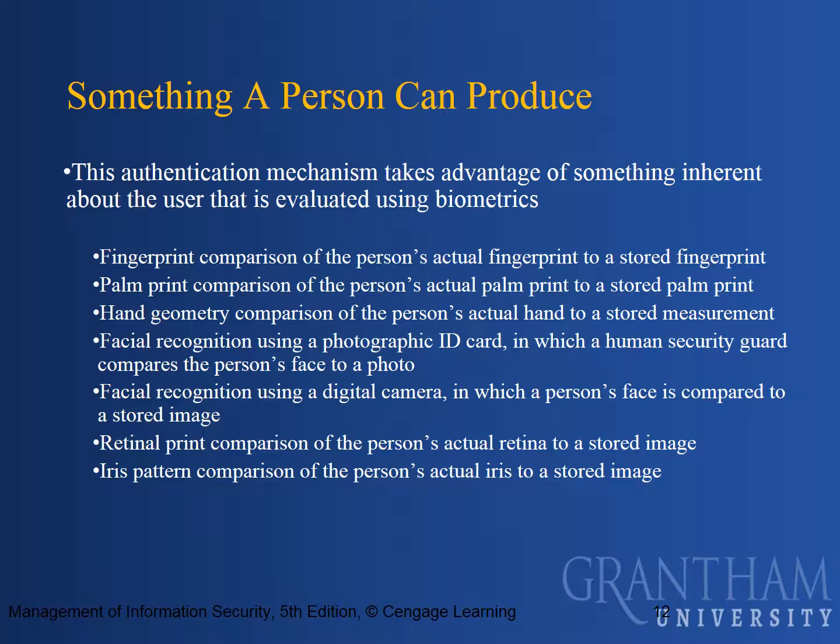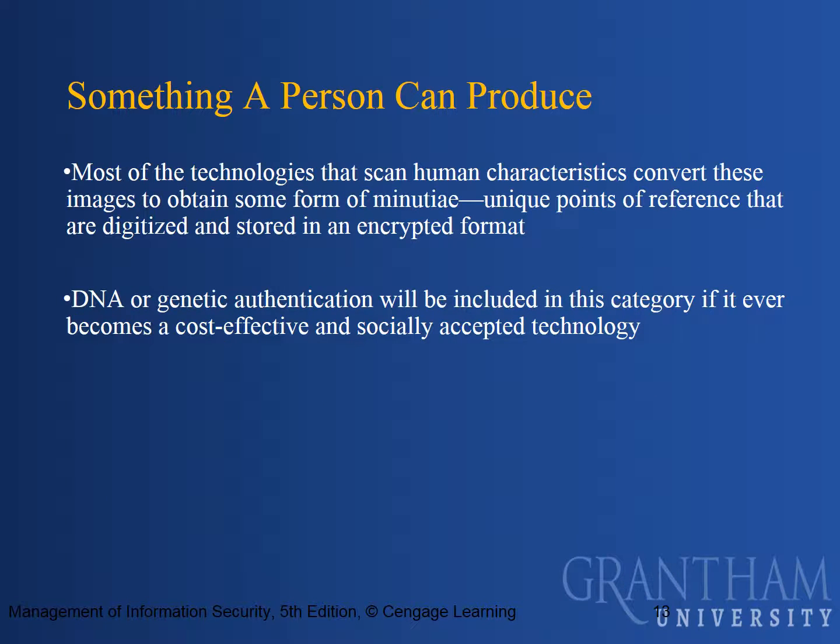Something a person can produce is normally associated to biometrics, such as a fingerprint, palm print, hand geometry, facial recognition, and iris or retinal print. Among all possible biometrics, only 3 human characteristics are usually considered truly unique. Those are the fingerprints, the retina of the eye, and the iris of the eye, which is the random pattern of features found in the iris, such as freckles, pits, striations, and vascular.